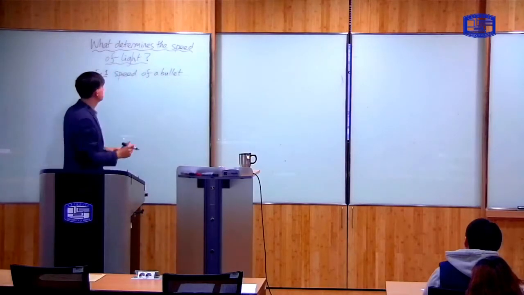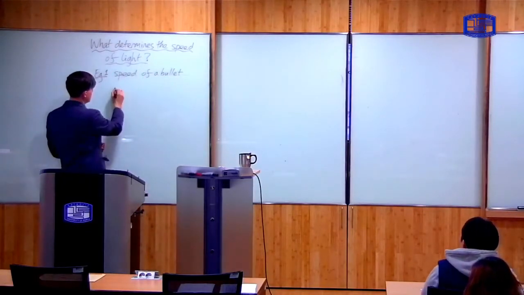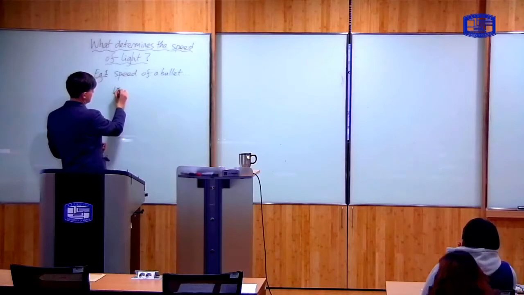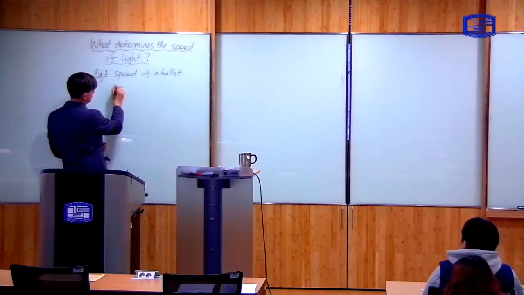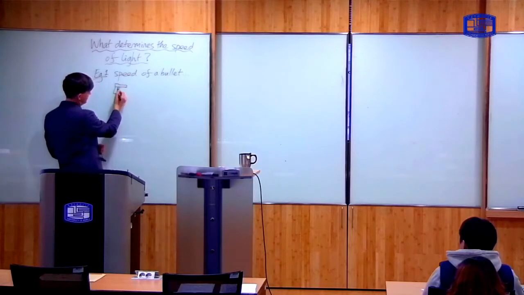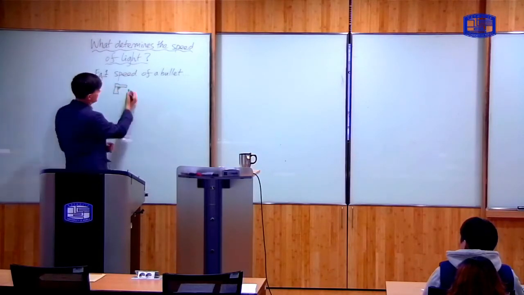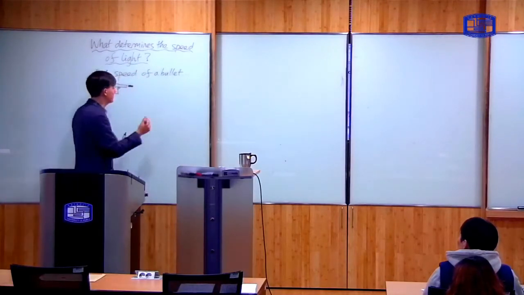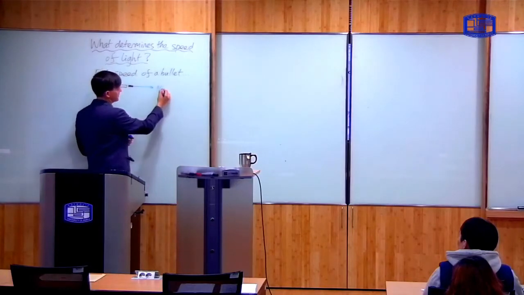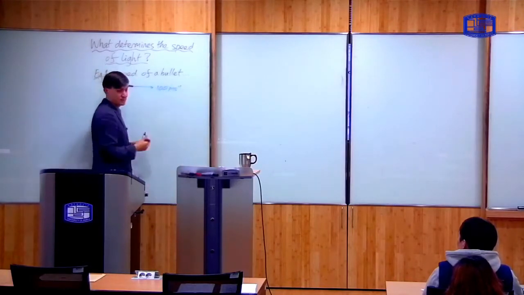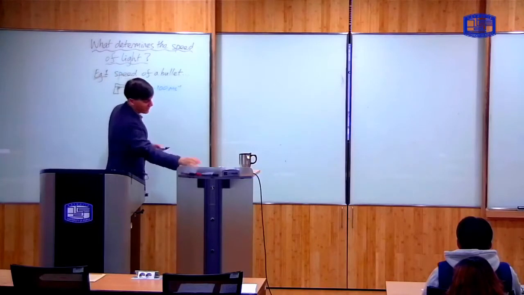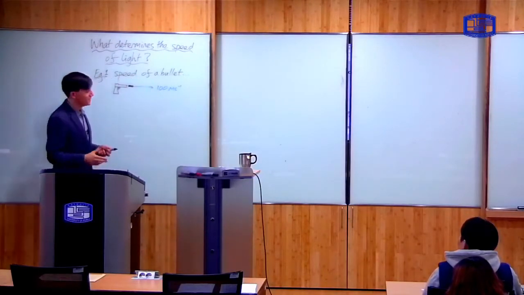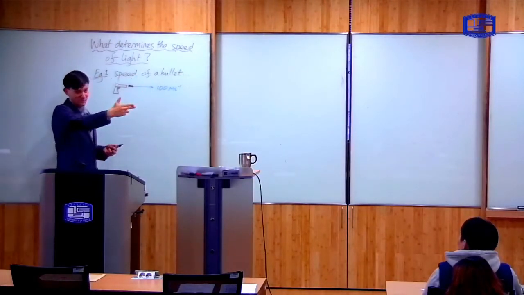Suppose I've got a gun. The gun looks something like this. There's a gun, good enough. This gun fires bullets, and these bullets have a certain speed. So let's suppose that this gun fires bullets at 100 meters per second.